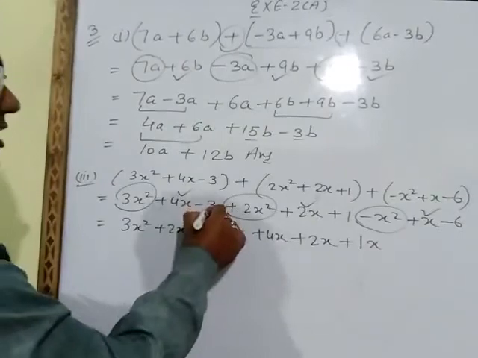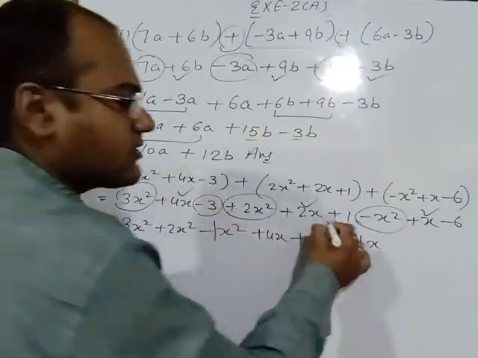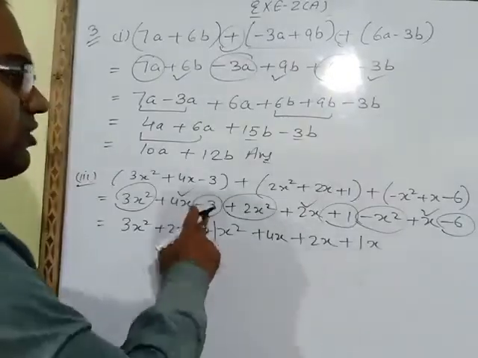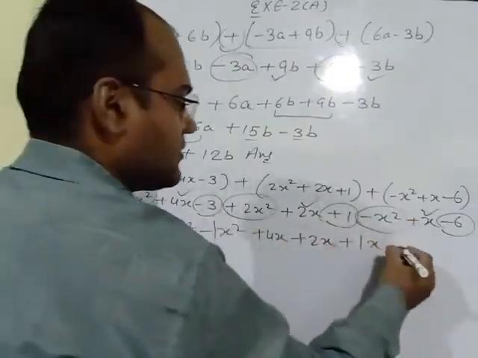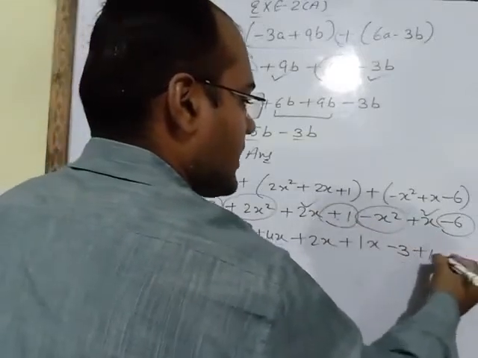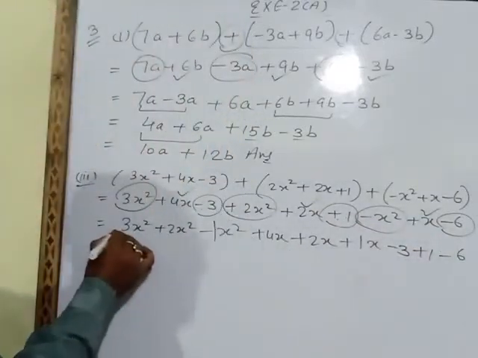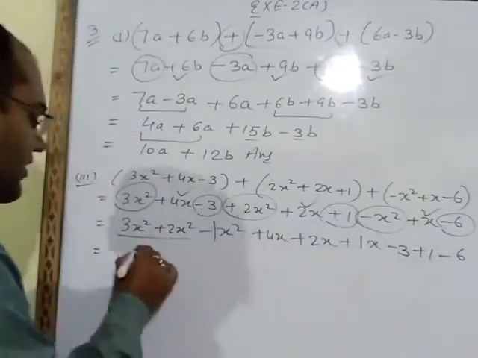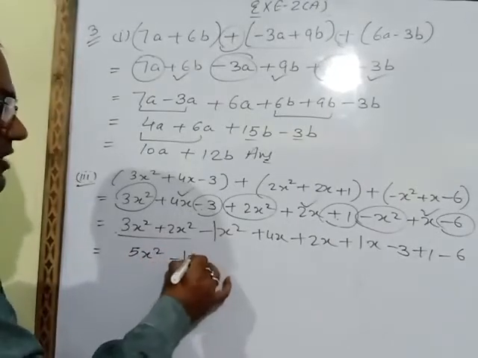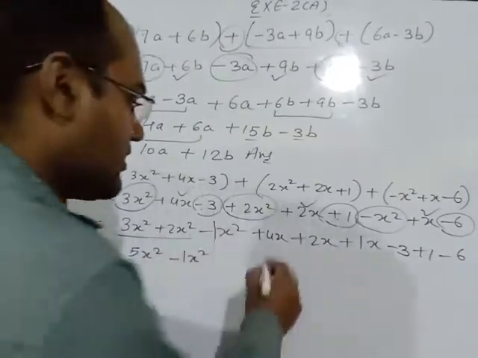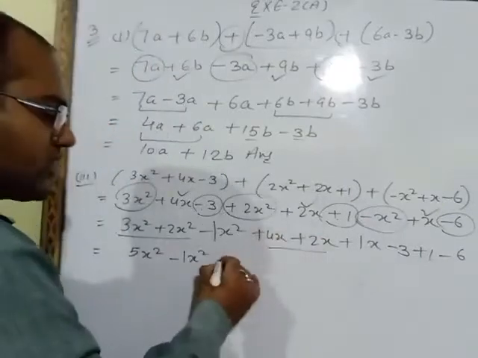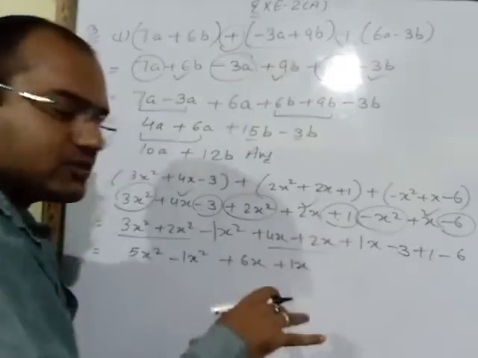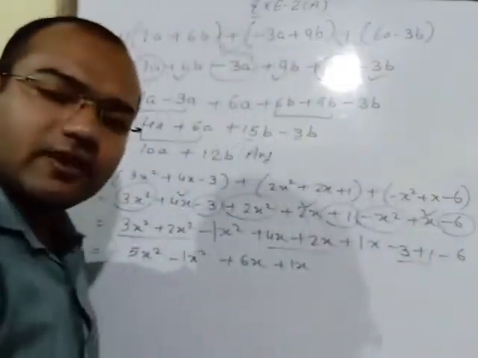Now these are also like terms because they do not have an alphabet. So these numbers, what do we call them? Constants. So these constant terms we will write now. Minus 3 plus 1 minus 6. Now we will solve them together. These two, 3x square plus 2x square will be 5x square. Minus 1x square we will do later on, so we will write as it is. Now these two numbers, plus 4x plus 2x will be plus 6x. Plus 1x we will do later on, so we will write as it is. Minus 3 and plus 1, which one is greater here?